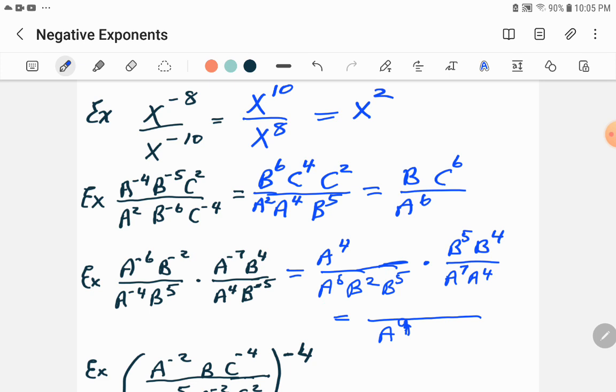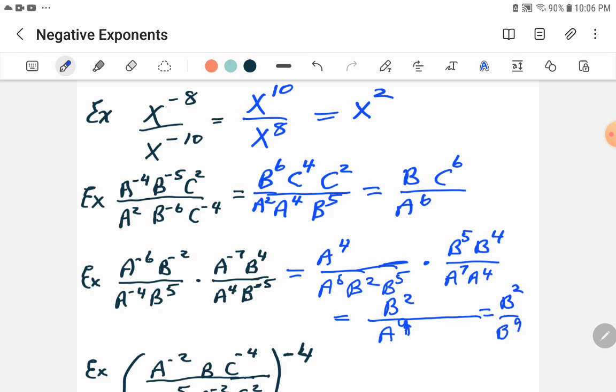Now we have b's. We have b5, b4, so that'd be b9 in the top. And in the denominator, we have b2, b5, so that'd be b7 in the denominator. So we subtract 7 from 9, that would leave 2, so b squared. So our final answer is b squared over a9.